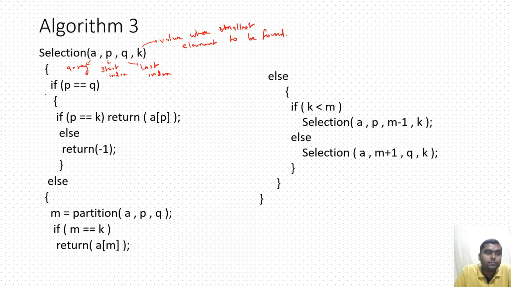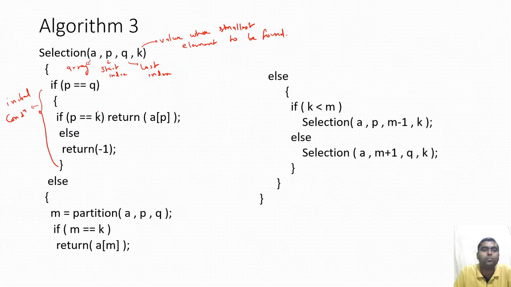Now this particular thing, overall from here till here, this is the initial condition, because it is a divide and conquer strategy. Divide and conquer strategy is always recursive in nature. So first the initial condition, then the recursive step. In the initial condition, if p double equals q, only a single element is there in the array, so we simply check whether it is the element that we have to compare.